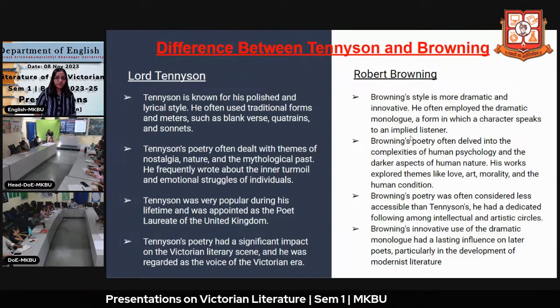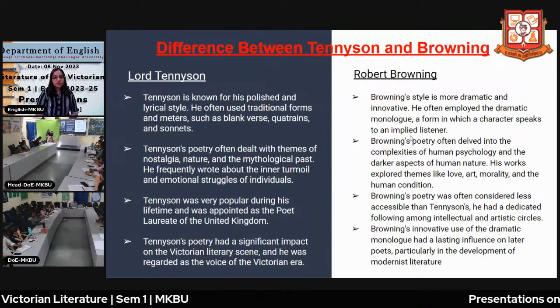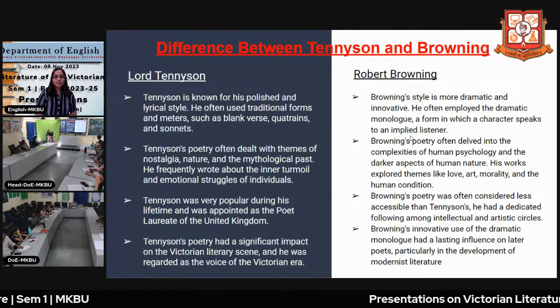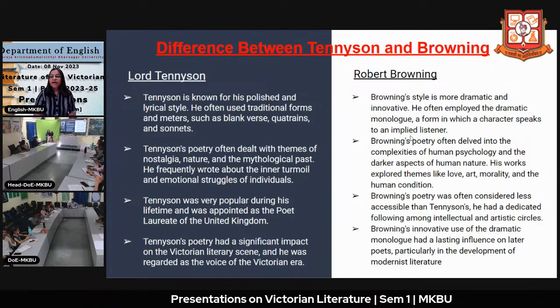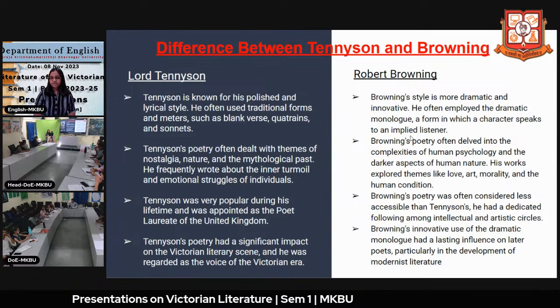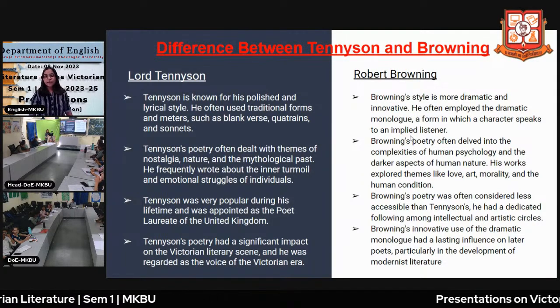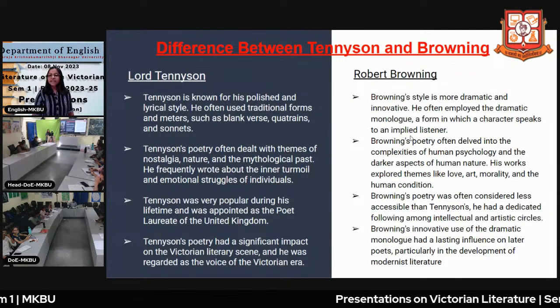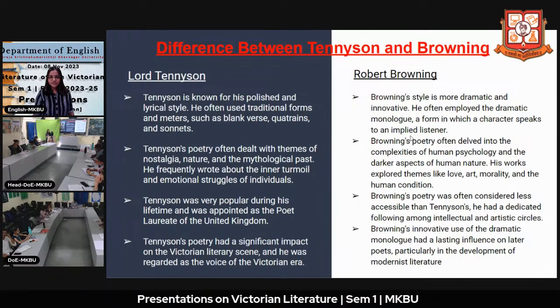Tennyson's poetry often dealt with themes of nostalgia, nature, and a mythological past. He frequently wrote about the inner turmoil and emotional struggles of individuals. Browning's poetry often delved into the complexities of human psychology and the darker aspects of human nature. His work explored themes like love, art, morality, and the human condition.